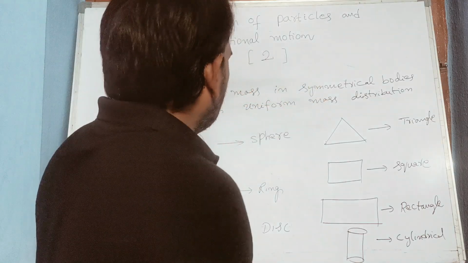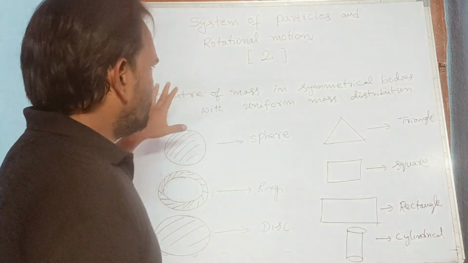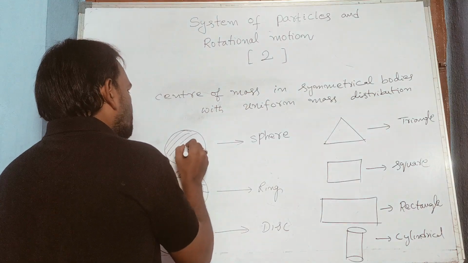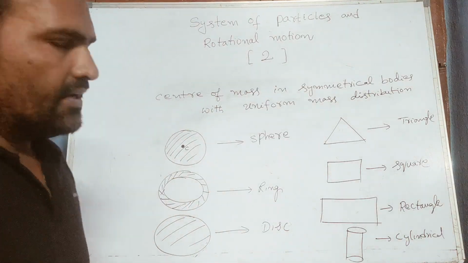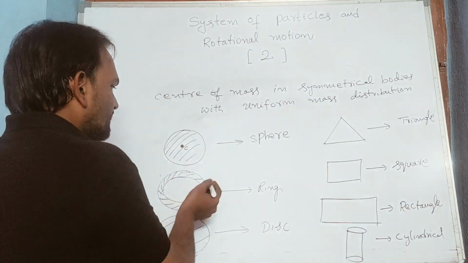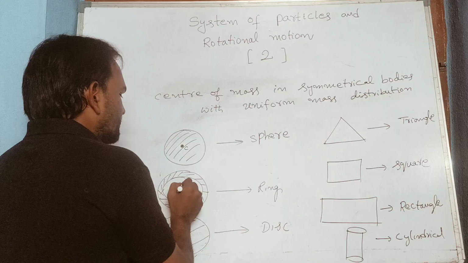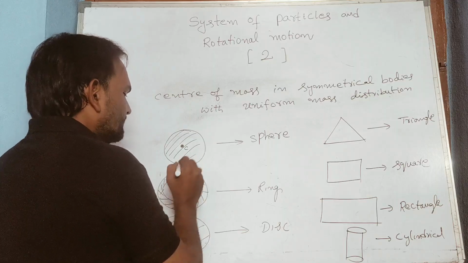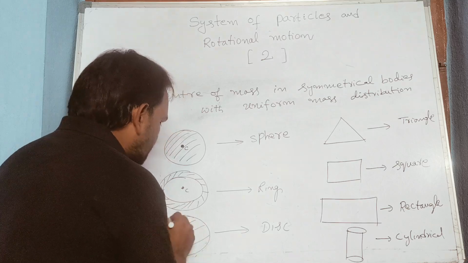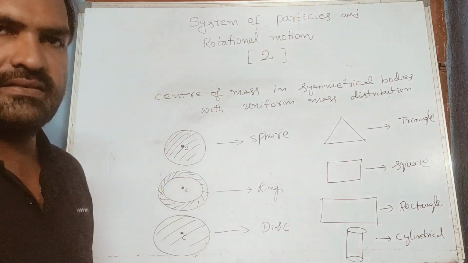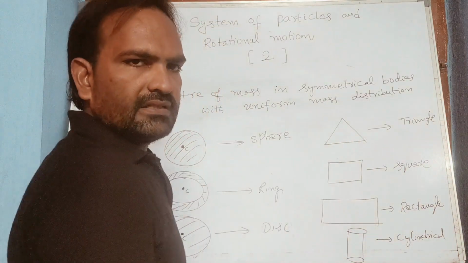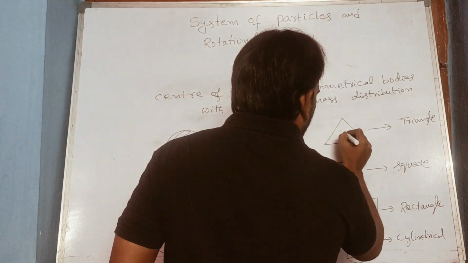So generally in symmetrical bodies, the center of mass is exactly at the center of the sphere. The ring also has its center of mass at the exact center of the ring. And the disc also, the center of mass is at the exact center of the disc. For the triangle, in a symmetrical position, the center of mass is at the centroid point.